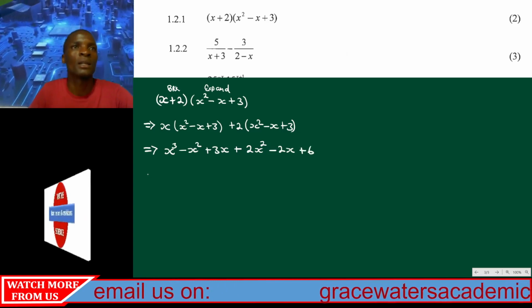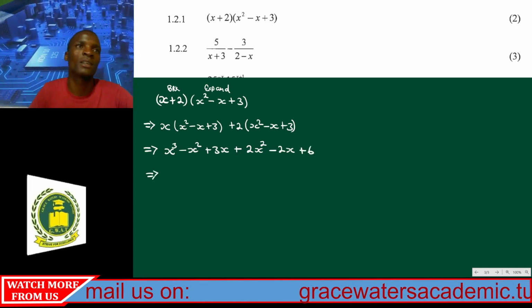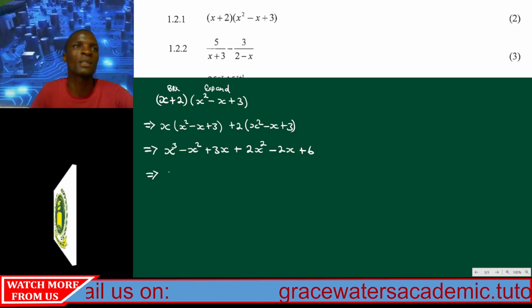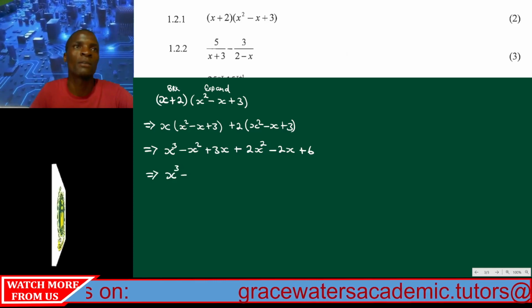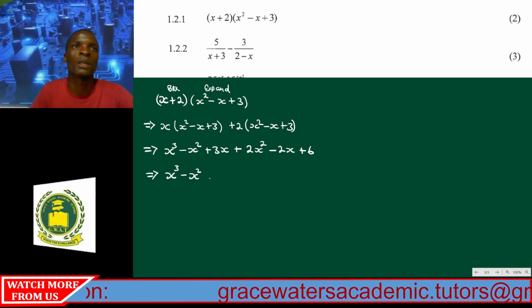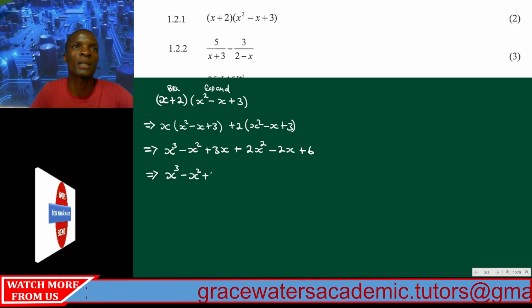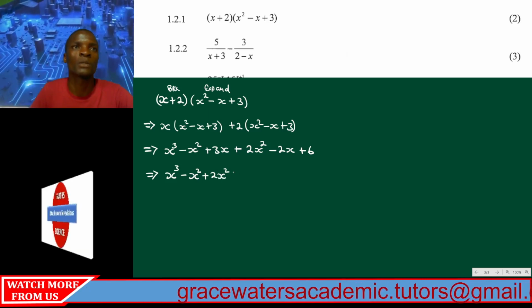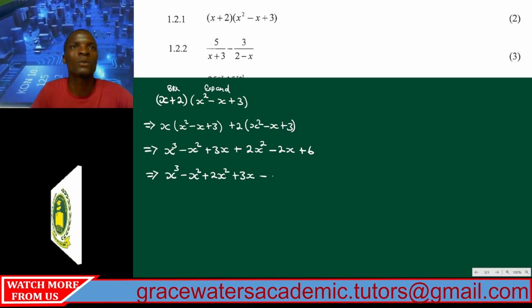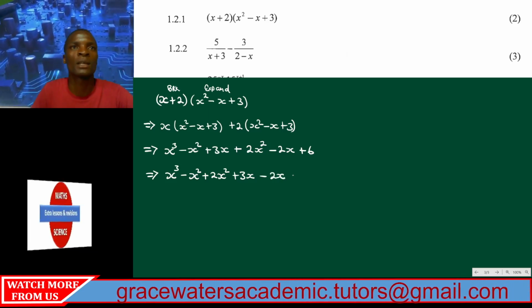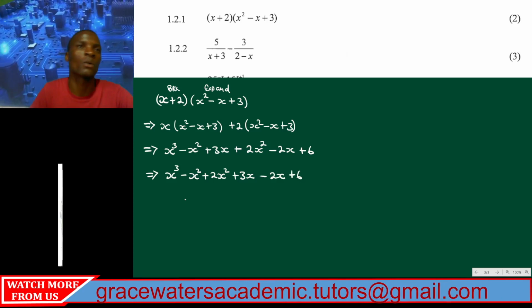All right, next stage is when we are now collecting like terms. So let us take x to the power 3 this side. We have minus x to the power 2 is likened to plus 2x to the power 2, and then plus 3x is likened to minus 2x, then plus 6 has no like term.